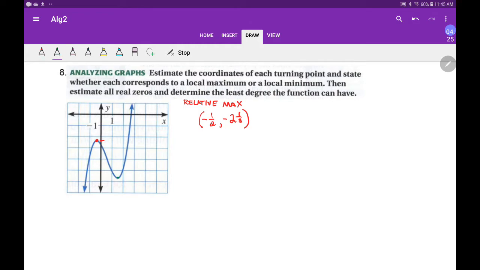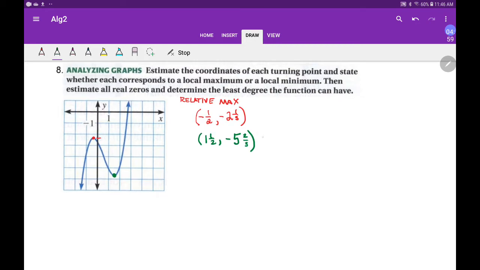Here's another one. Maybe I'll change colors. Here's another turning point. Looks like it happens at 1 1/2. And it looks like it also comes down here at 1, 2, 3, 4, 5 1/2. Maybe 5 2/3. Oh, wait, it's negative. It's negative 5 2/3. We'll just say we're estimating. We don't know. So we estimate the coordinates of each turning point and state whether it corresponds to a relative maximum or minimum. Oh yeah, this is a relative minimum, relative min.